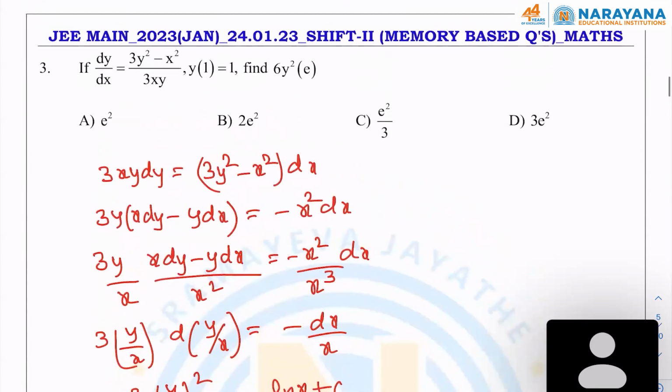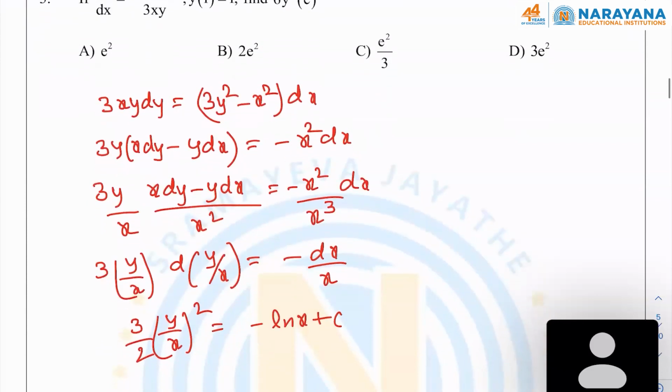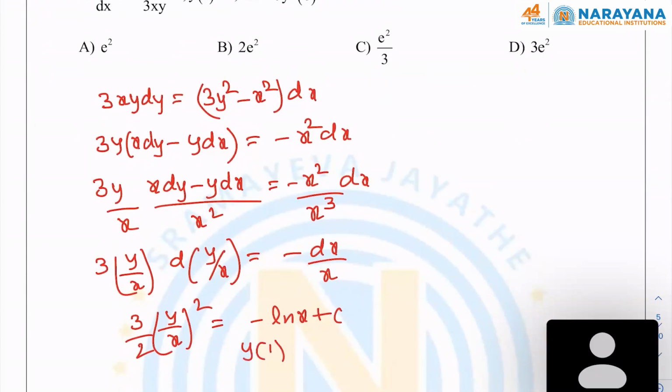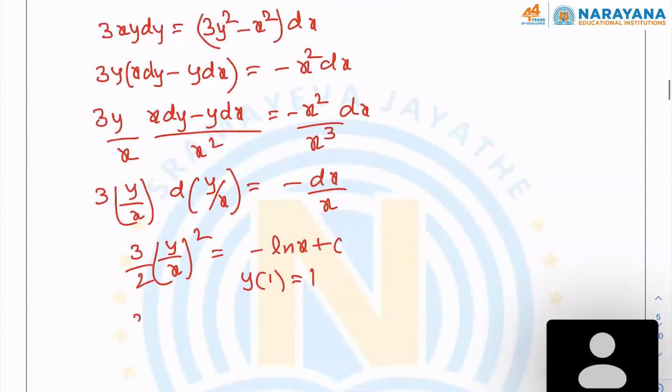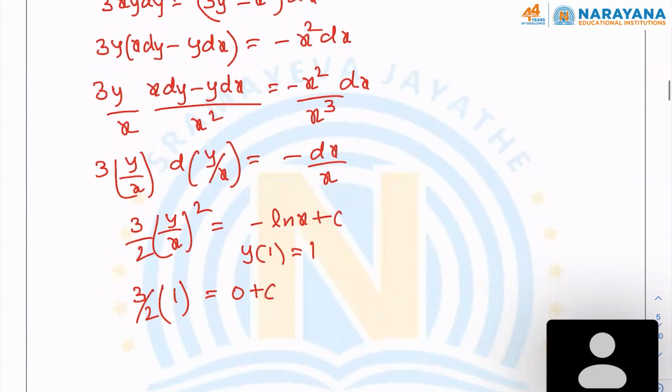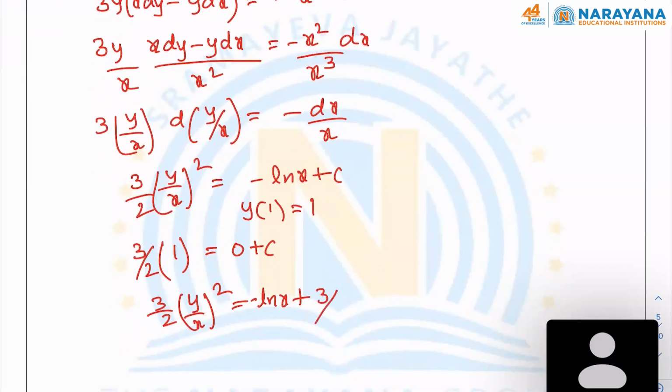Now I want to find the integrating constant. Y of 1 is equal to 1. So 3 by 2 into 1 is equal to 0 plus c. So the value of c, the integration constant, is 3 by 2. So 3 by 2 into (y by x) whole square is equal to minus ln x plus 3 by 2.